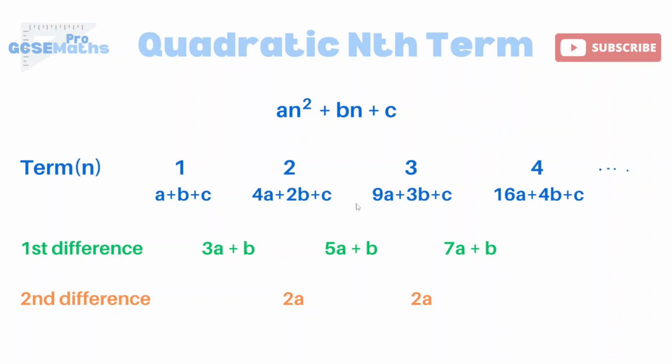These blue expressions represent the actual terms, okay? So 1, 2, 3, 4 are the term numbers: the first term, the second term, the third term. A plus b plus c, 4a plus 2b plus c, and so on. Those are the actual terms that they will show you. We need to know that the first term is made up of a plus b plus c.